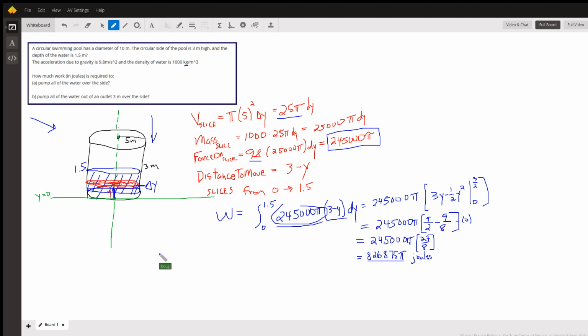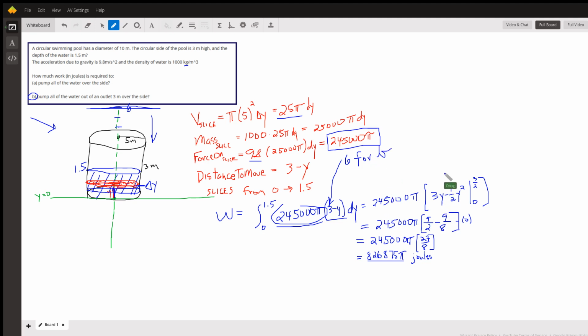use for pi. The only thing that changes for part B is the distance that a typical slice has to move. Instead of just going over the top, we're all the way up here to 3, 4, 5, 6. So we've got to move the slice all the way up to here. And so the distance is 6 minus y.